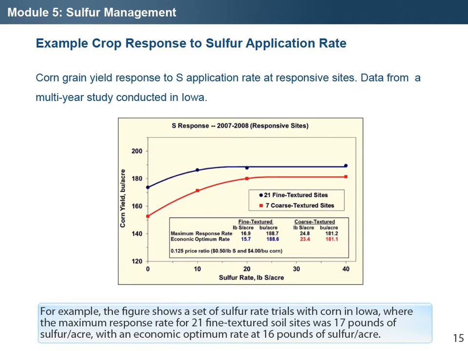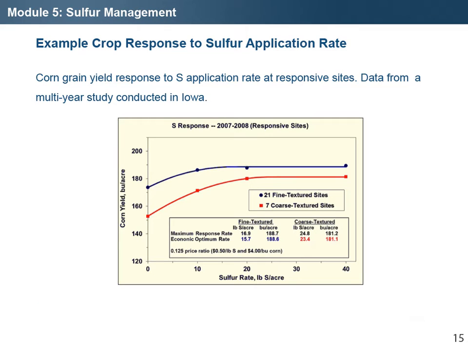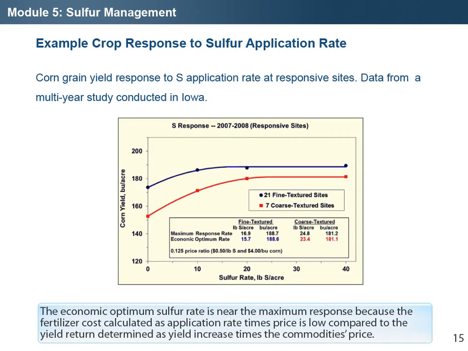For example, the figure shows a set of sulfur rate trials with corn in Iowa, where the maximum response rate for 21 fine-textured soil sites was 17 pounds of sulfur per acre, with an economic optimum rate at 16 pounds of sulfur per acre. However, for 7 coarse-textured soil sites, the maximum response rate was higher, at 25 pounds of sulfur per acre, with an economic optimum rate at 23 pounds of sulfur per acre. The economic optimum sulfur rate is near the maximum response because the fertilizer cost, calculated as application rate times price, is low compared to the yield return, determined as yield increase times the commodity's price.